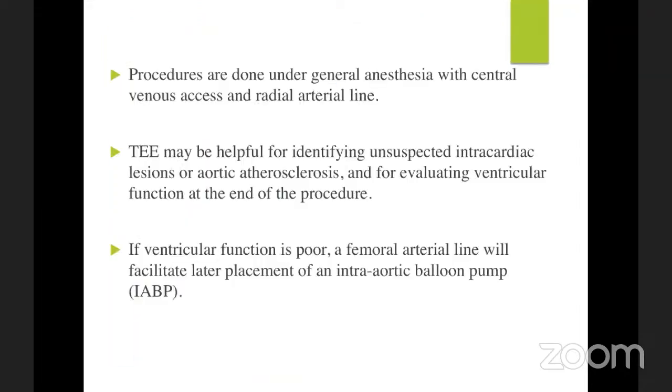Moving to on-pump CABG. The procedure is done under general anesthesia with central venous access and a radial arterial line. TEE is useful for identifying unsuspected intracardiac lesions or aortic atherosclerosis and for evaluating ventricular function at the end of the procedure. If ventricular function is poor, a femoral arterial line will facilitate later placement of an intra-aortic balloon pump.